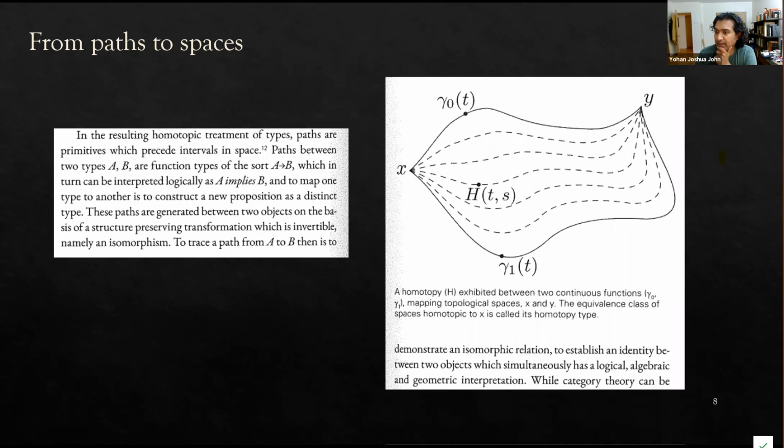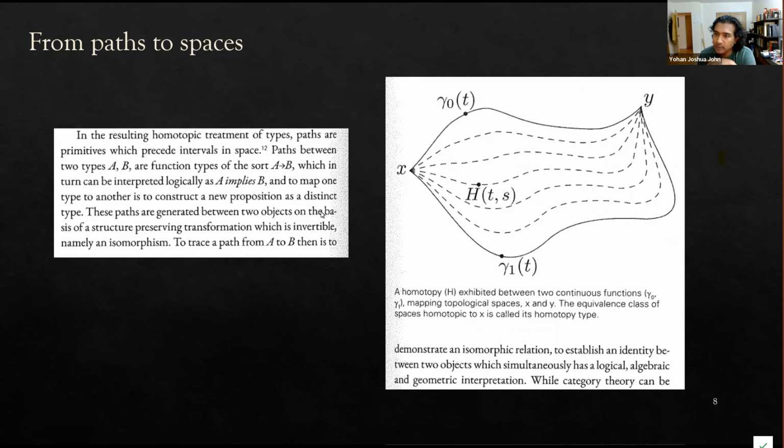So this is just a diagram of what a homotopy is. So in a space, which for now we're kind of leaving abstract, whatever notion of space you happen to have, the idea is that gamma 0 and gamma 1 are homotopic if you can continuously deform one path into another.